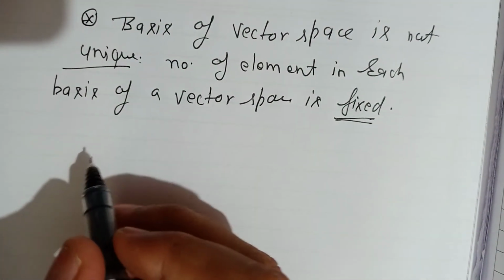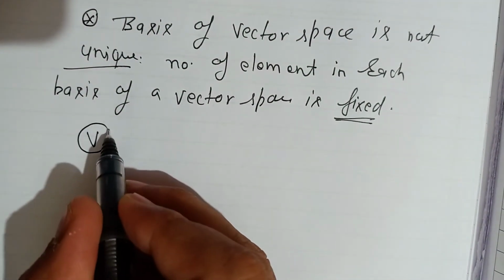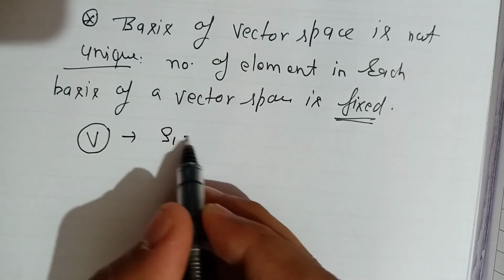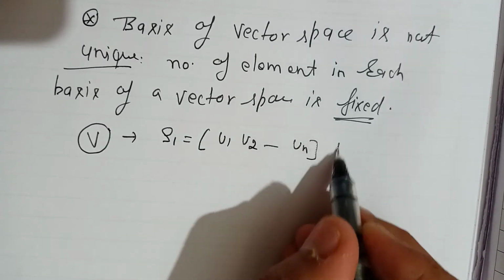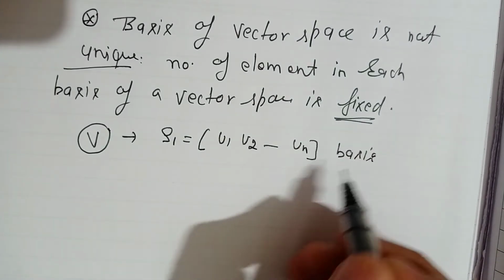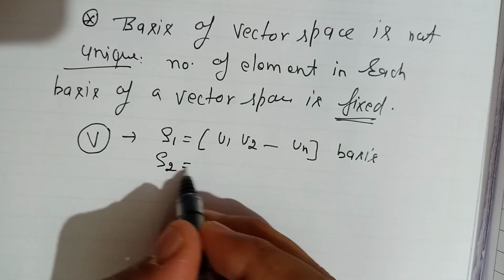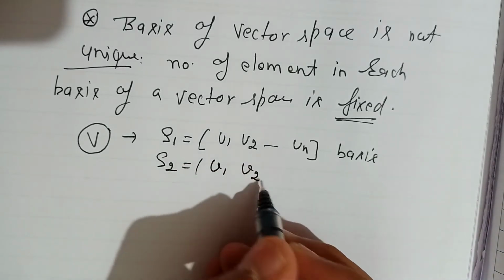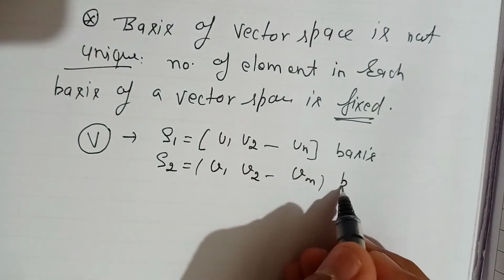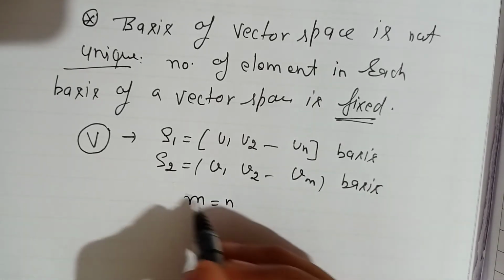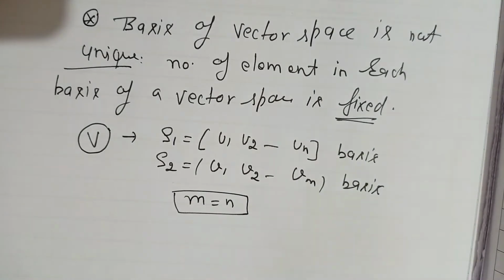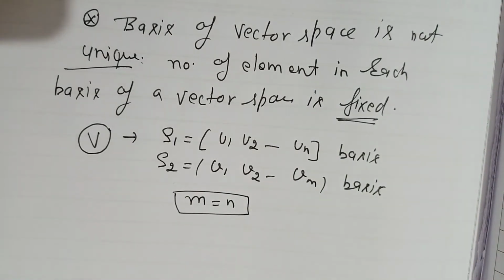It means suppose V is the vector space, and S1 equal to u1, u2, ..., un is a basis, fine, and S2 with v1, v2, ..., vm is also a basis. So m equal to n. The number of elements in a basis is fixed for any vector space. Let us see a few examples, fine.